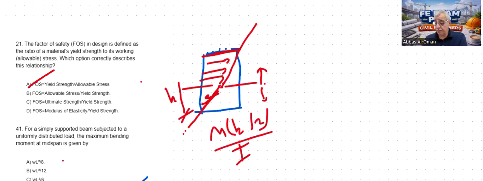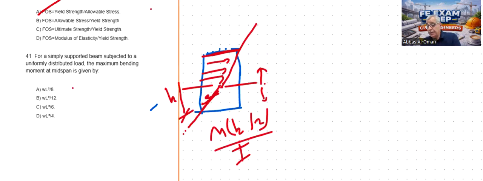The next question: a simply supported beam subject to a uniformly distributed load. The maximum bending moment at midspan is given by. So for a simply supported beam, the maximum bending moment occurs at midspan, and the value of this moment is WL square over 8. You should remember this, okay, to save time in the exam.